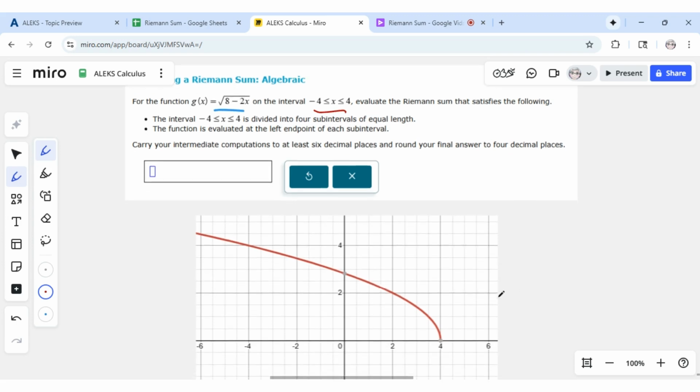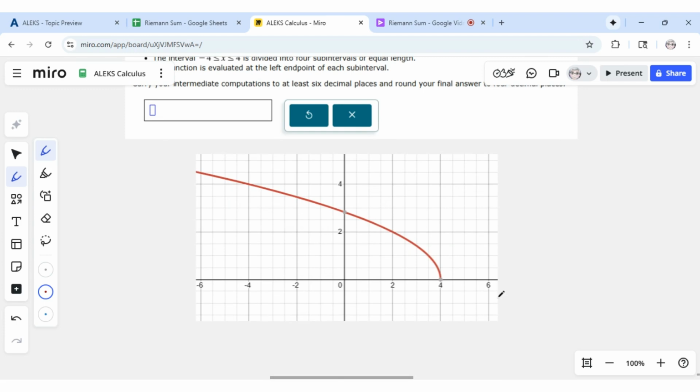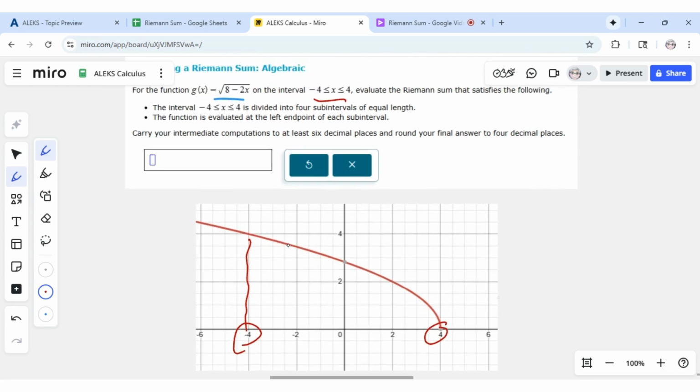So I made a picture of this graph so we could think about it. You don't need to do that to solve this problem, but I wanted you to see what it looks like. So we're going to take from -4 to 4. So we're finding the area under the curve there to the right of that line I just drew. Now, it'll give you some instructions about how to do that.